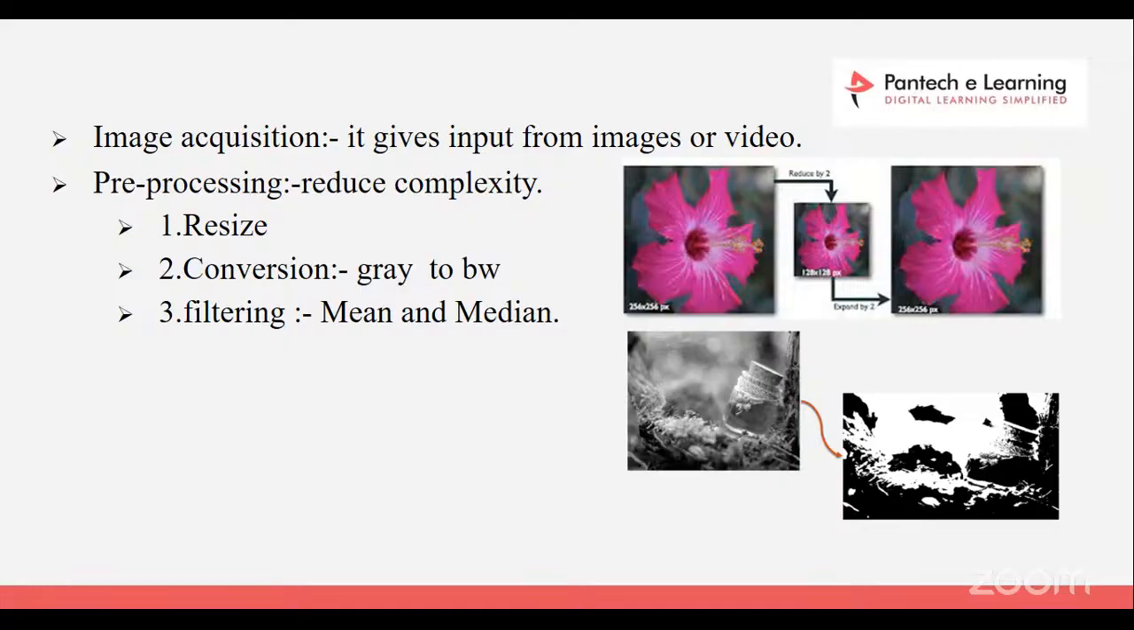In pre-processing, we have three types: resize, color conversion, and filtering. The first one is resize. I need to convert the size, from one size to another size. I need to change the input image size. After that, color conversion. Color conversion means I need to convert the color, RGB to gray. Mostly we won't convert into black and white, because black and white is 0 or 1 only. That's why there is no need to convert into black and white. We only need to convert RGB to gray.